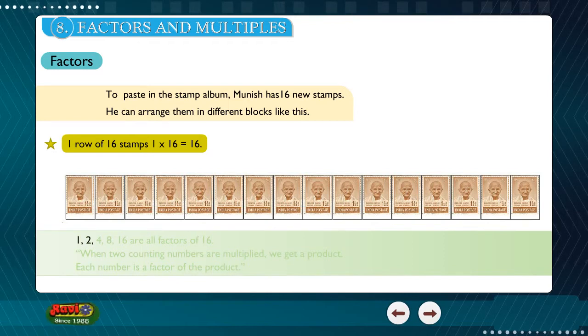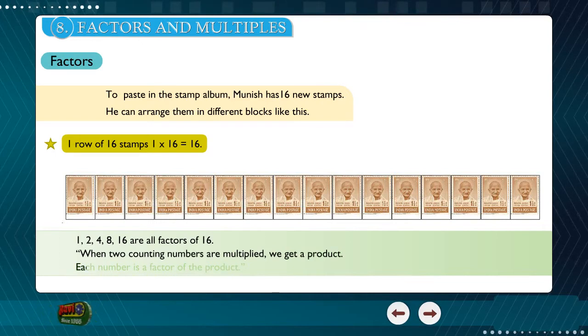1, 2, 4, 8, 16 are all factors of 16. When two counting numbers are multiplied, we get a product. Each number is a factor of the product.